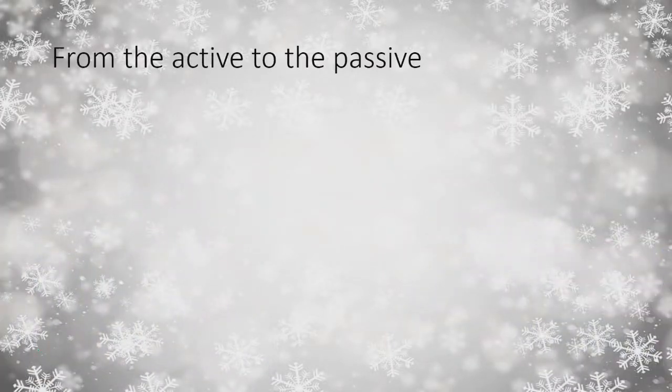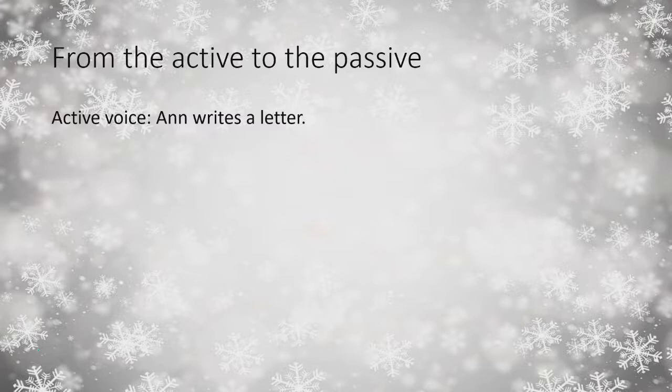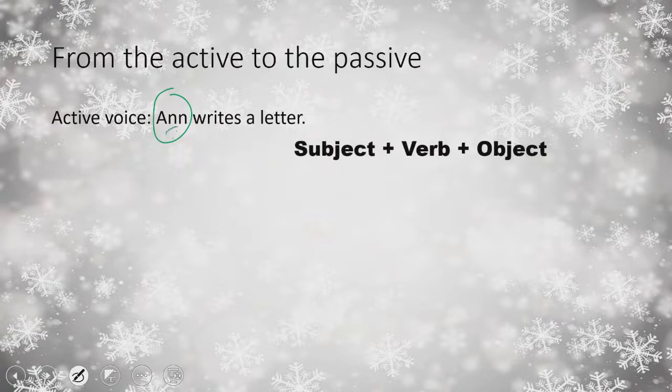Now, how do we move from the active voice to the passive voice? We go back to the first example which I gave you at the beginning of the lesson. Anne writes a letter. This sentence is written in the active voice. Now we want to move it to the passive voice. Here we give more importance to the object of the sentence. The structure of the sentence is subject, verb, object.